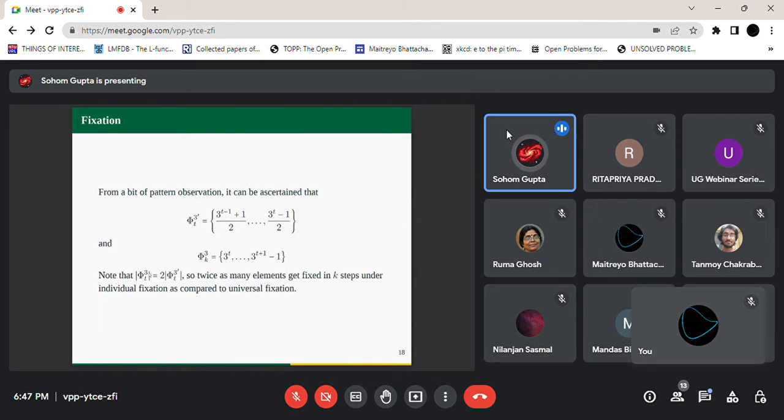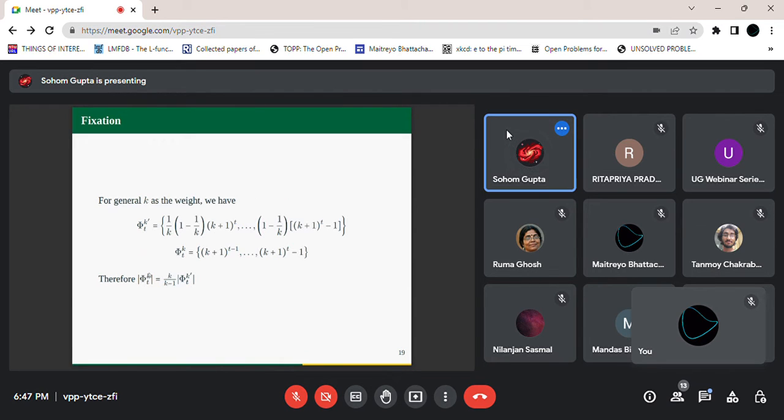The 2 paths are, one is going through q, one is going through q plus 1. So what is the actual value which is getting fixed? Generally, using the same arguments, the same tree structure or pyramid structure which I showed, you can also do the same for general k as the weight, and you'll find these equations over here. This is just a bracket, it's not a box function. It's an integer. So these are your 2 different universal and individual fixations.